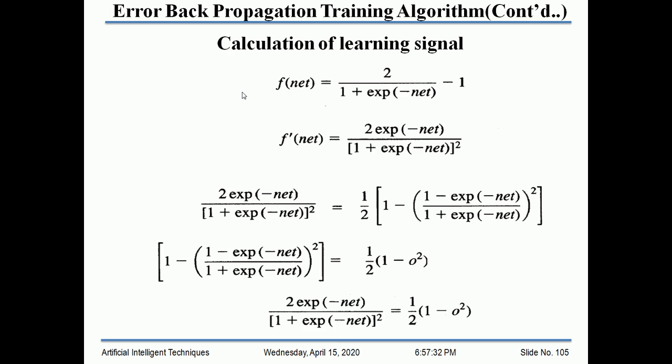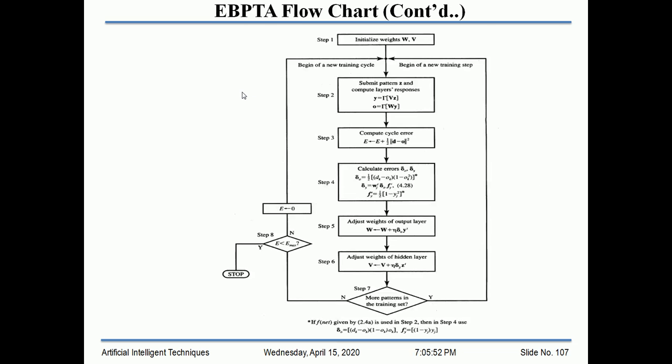Okay. So there is a flow chart related to this. You can see here. This is the flow chart. So what is step number 1? Try to recollect what is step number 1. Step number 1 is you have initialized the weights W and V. Step number 2 is you have to start training.